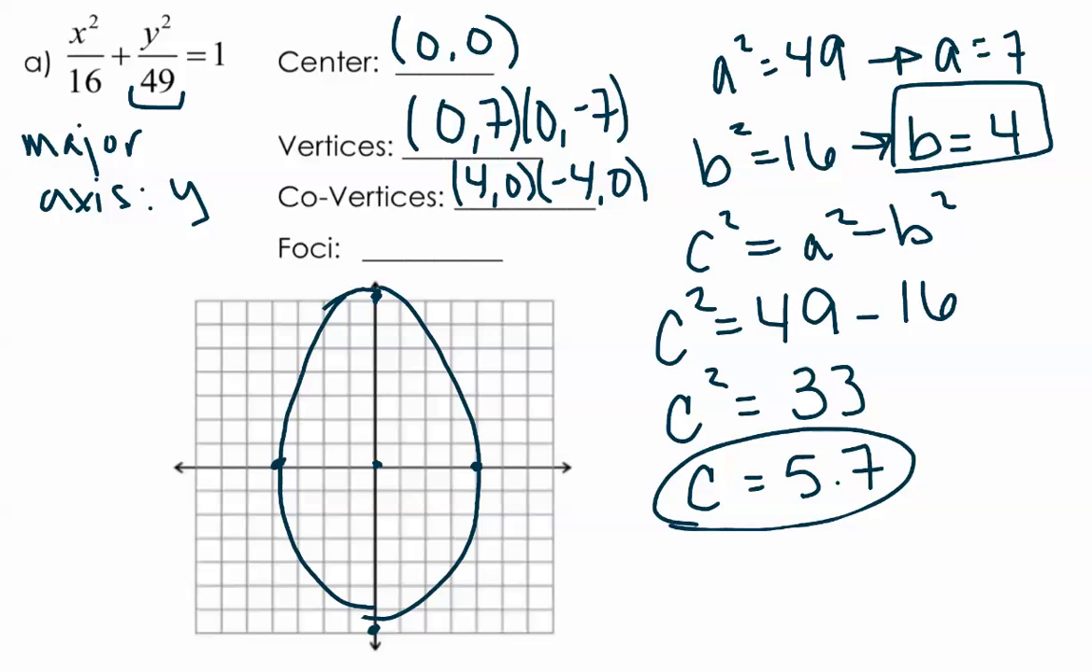So from the center of my ellipse, I'm going to go up 5.7. Somewhere in there. And then down 5.7. And we're looking at somewhere. It's really hard to write on an iPad, guys.